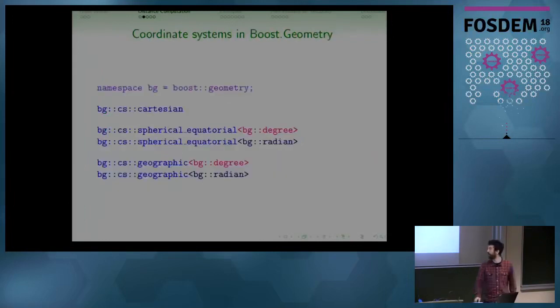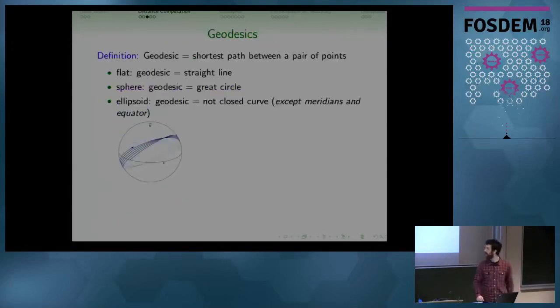So, okay, these systems are in Boost Geometry. We have types for them. They're quite simple types. So it's one for Cartesian, one for the sphere, and one for the ellipsoid. And okay, then when we compute, this is just a definition of geodesic. It's the shortest path between two points. This is the distance that we'd like to compute.